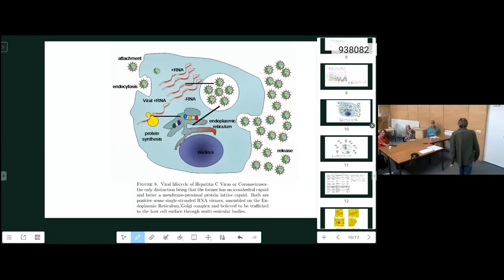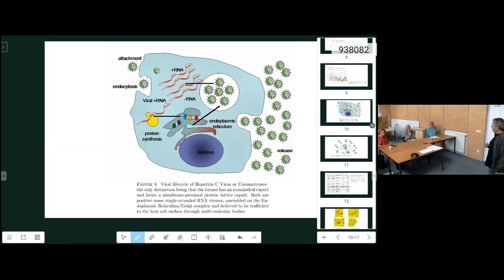In fact, I took something off the internet for hepatitis C because it was in the public domain. Hep C and coronavirus, we're going to turn our attention to coronavirus presently. They're similar enough that this should suffice. So here's a picture of this viral particle. It's an icosahedral capsid for hep C, not so for coronavirus. It has a different structure.